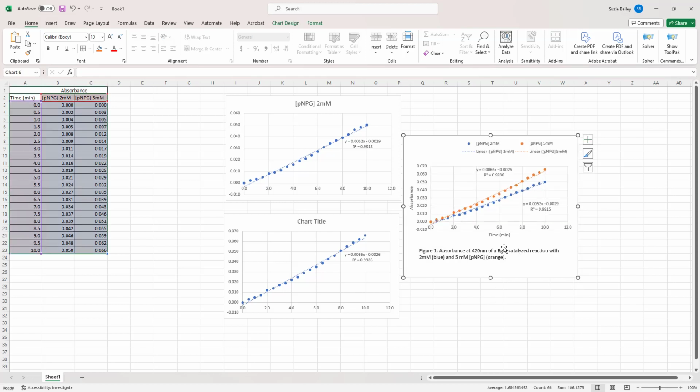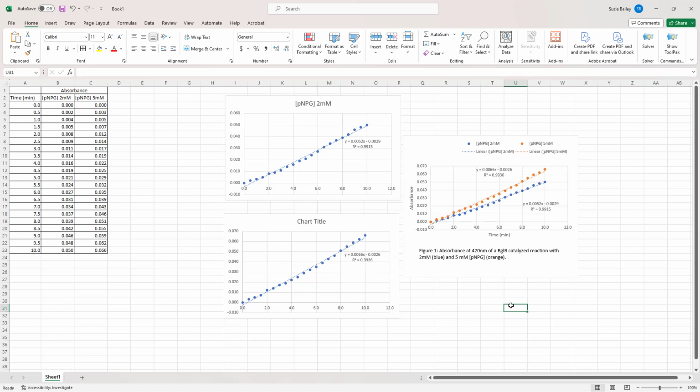Now we have a figure number and description of the data that we wanted to plot, and we can read our reaction rates off of those slopes and use Beer's law to convert those to molarity per minute.